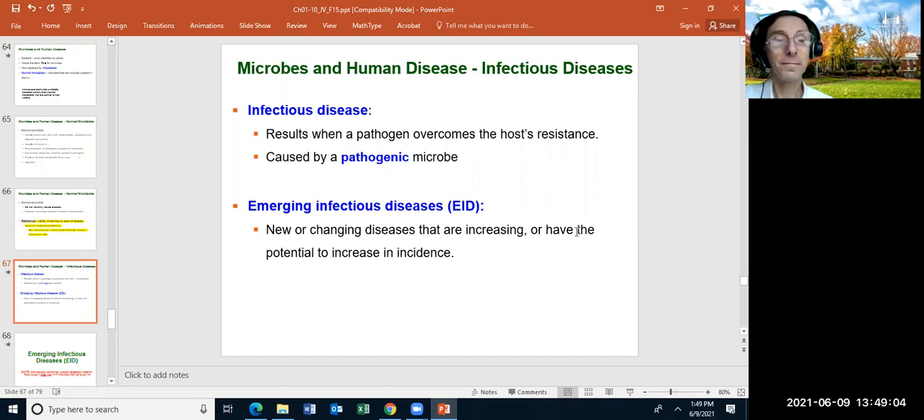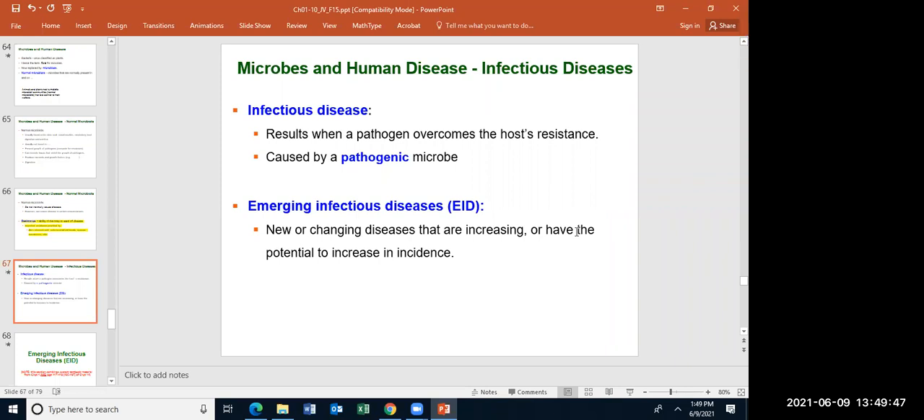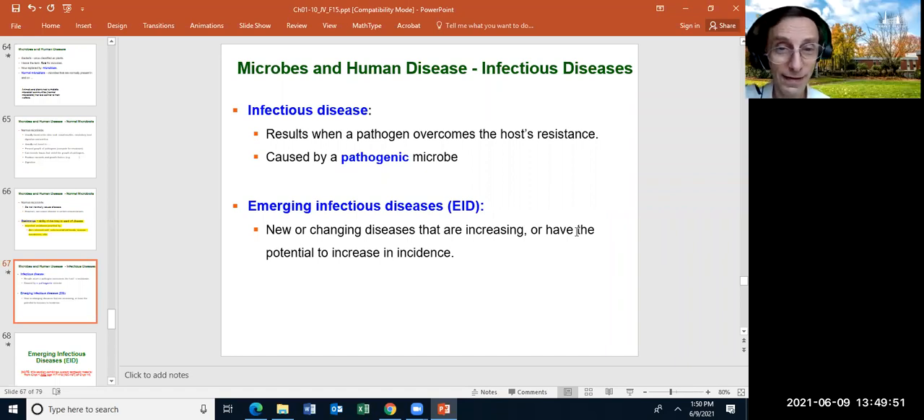All right. An infectious disease is caused by a pathogenic microbe. An emerging infectious disease, or EID, is a new or changing disease that is increasing or has the potential to increase in incidence. What is a new and emerging infectious disease that we're facing right now? Come on. COVID-19? Yes, COVID-19 is a new and emerging infectious disease. Hopefully, it's going to be decreasing in the future, but in some places in the world, it is increasing.